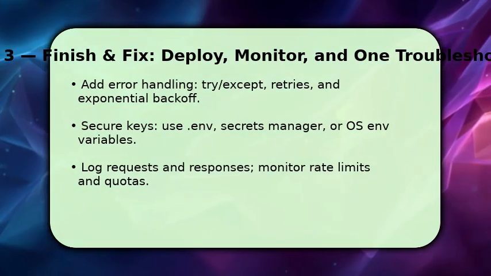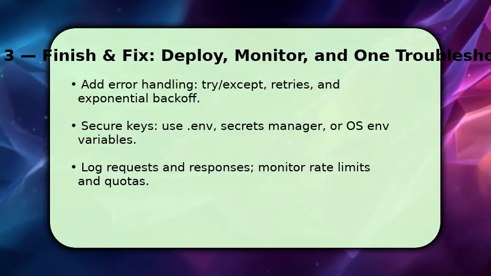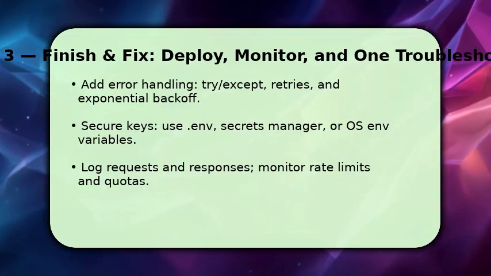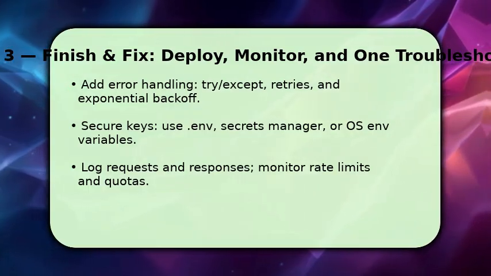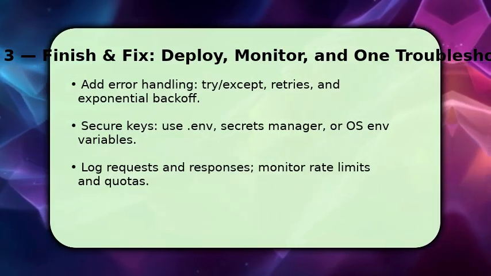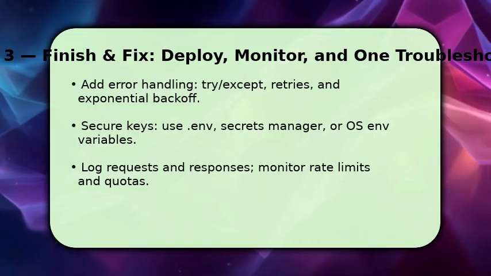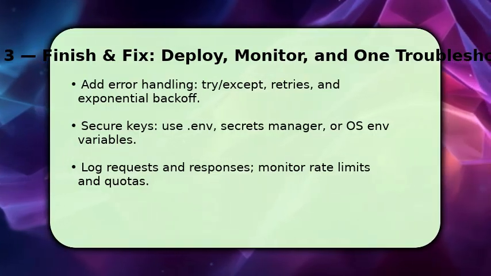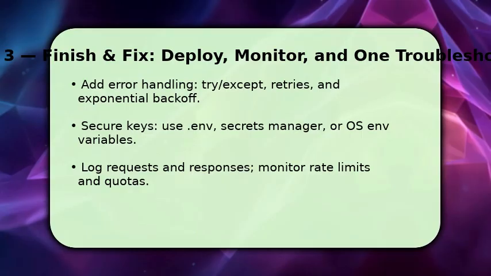You finish by making your integration reliable and secure. Wrap network calls in try and except, add retries with exponential backoff, and respect rate limit headers to avoid being throttled. Make sure API keys live outside code, for example in environment variables or a secrets manager.